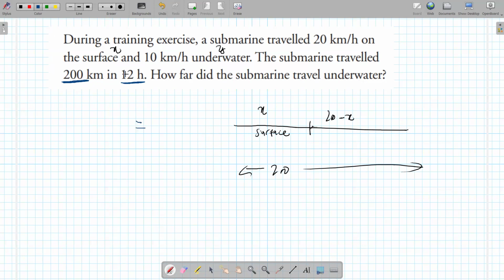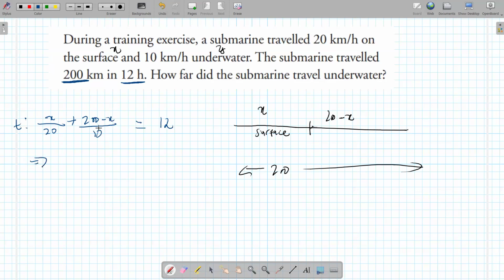So we're given a time. So time is 12, right? What's the formula for time in terms of distance and speed? It's distance over speed. So distance on the surface is x. The speed on the surface is 20, right? And similarly, we have distance underwater is 200 minus x, and the speed is 10. There we go. That's going to be our equation.